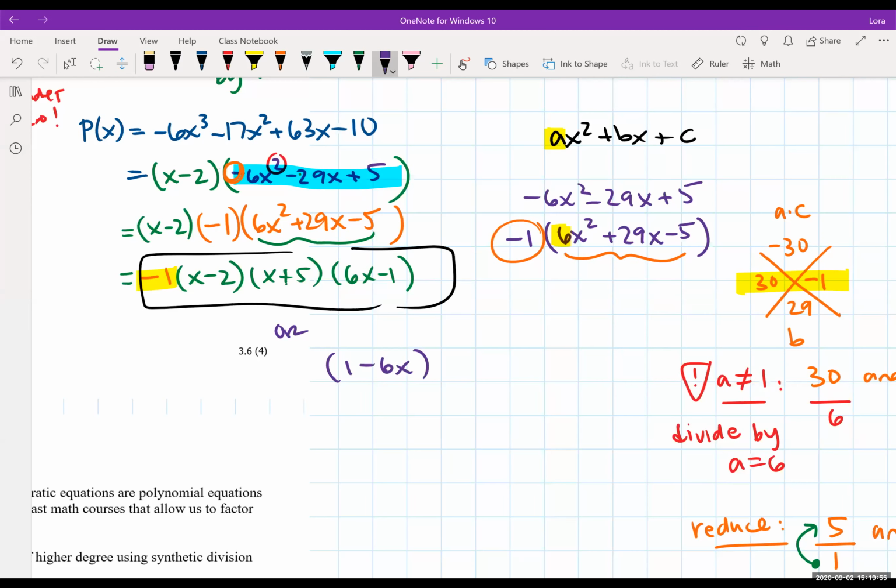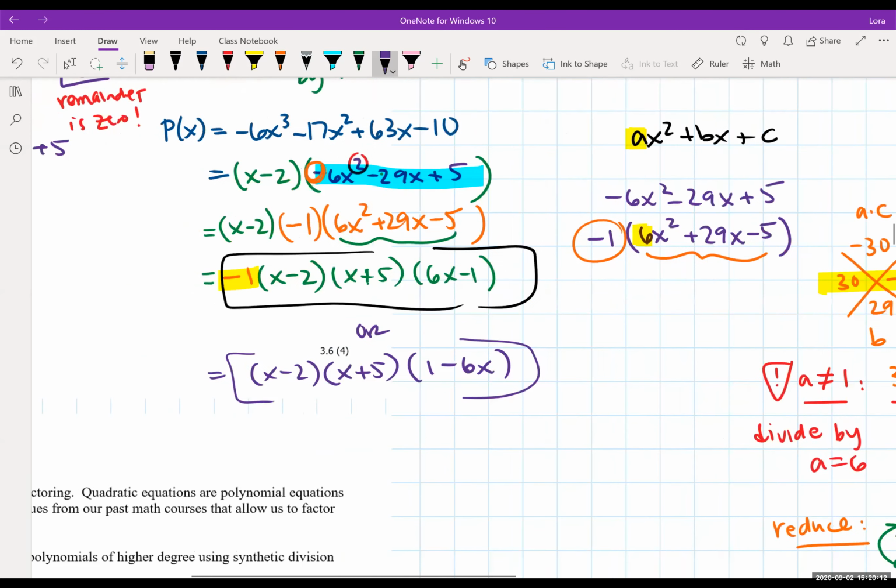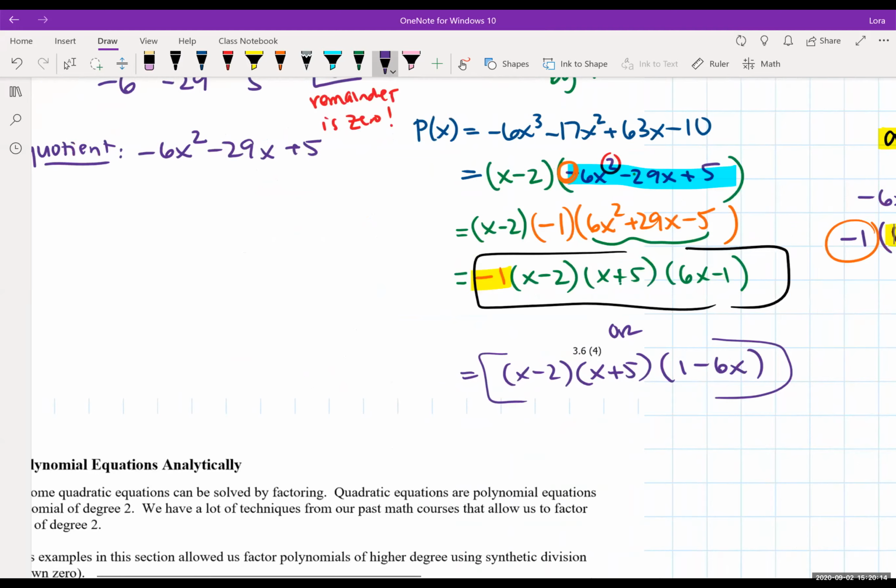You might have gotten a 1 minus 6x maybe, with everything else the same. So that would be another version if you factored it a little bit differently than I did, but it's still about the same. Still gives you the same results. So just double check one more time. Make sure that we followed the directions.